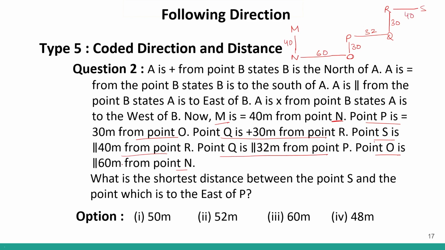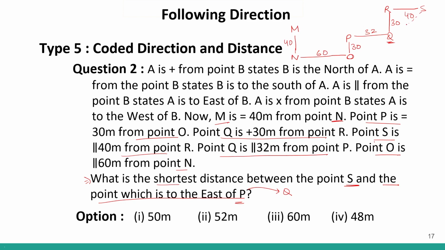Now, based on this diagram, the question is, what is the shortest distance between the point S and the point which is to the east of P? So the point which is to the east of P is Q. So we have to find the shortest distance between S and Q.